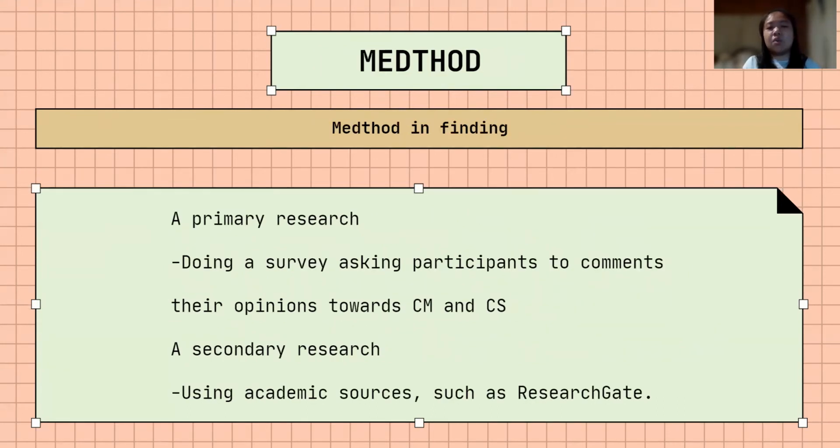In our case study, we use two types of method. The first one is primary research, where we created a survey to explore people's perspectives and opinions about code switching and code mixing in Thai TV shows. The second one is secondary research, where we use academic resources as references and citations to make our paper more reliable.